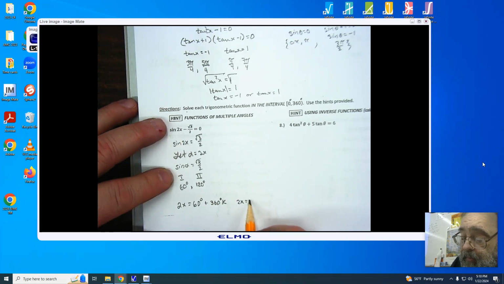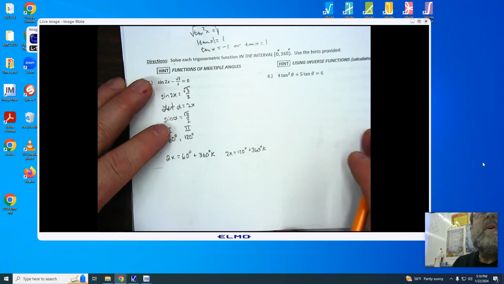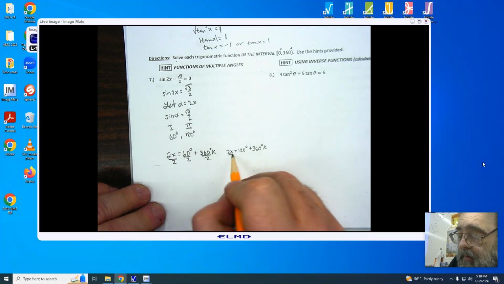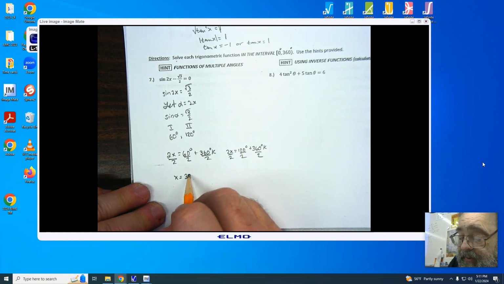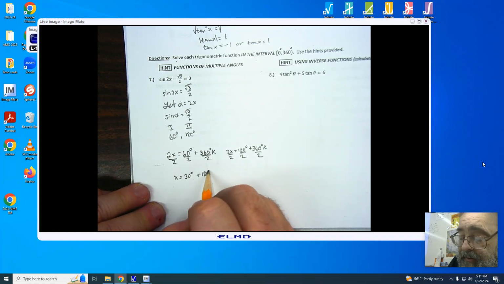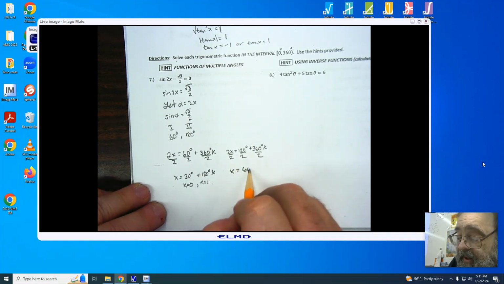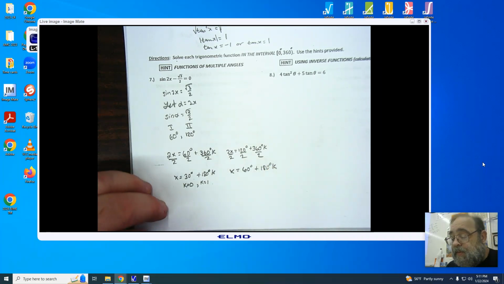We're going to have this happen twice. So 2x equals 120 degrees plus 360 degrees k. We're going to then divide everything by 2. Notice we now have x equals 30 degrees plus 180 degrees times k. Well, we're going to let k equal 0 and k equal 1. Here we're looking at x equals 60 degrees plus 180 degrees times k.